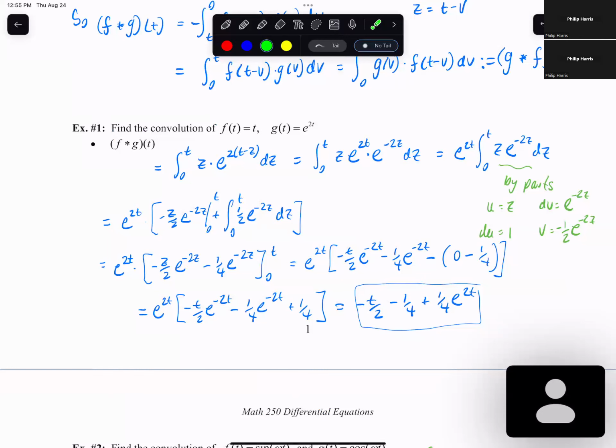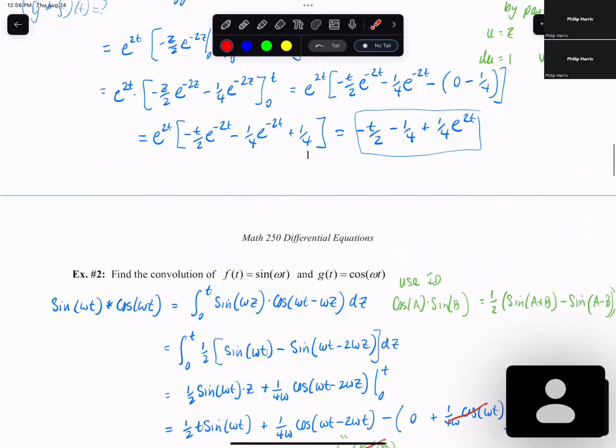It might be interesting to check out the commutativity here. That is, you could try and set this one up the other way around. Try doing it as a g convoluted with f of t, and see if you don't indeed get the very same result here of this guy right here. You should get the very same result either way.